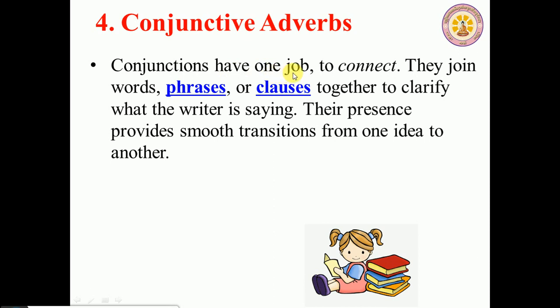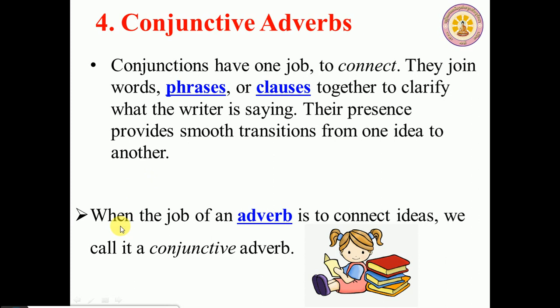A conjunction has one job: to connect words, phrases, or clauses together to clarify what the writer is saying. Their presence provides a smooth transition from one idea to another. When the job of an adverb is to connect ideas, we call it a conjunctive adverb. So a conjunctive adverb is an adverb that is used to connect ideas.